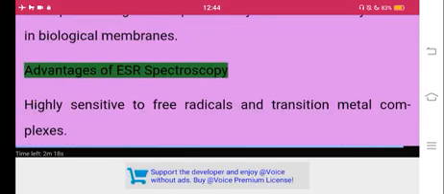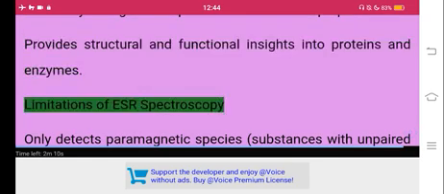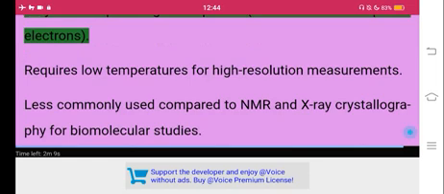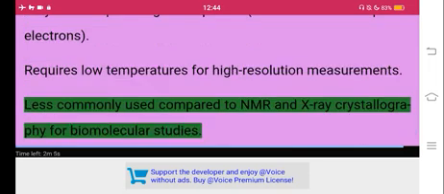Advantages of ESR spectroscopy. Highly sensitive to free radicals and transition metal complexes. Can study biological samples without extensive preparation. Provides structural and functional insights into proteins and enzymes. Limitations of ESR spectroscopy. Only detects paramagnetic species, substances with unpaired electrons. Requires low temperatures for high-resolution measurements. Less commonly used compared to NMR and X-ray crystallography for biomolecular studies.